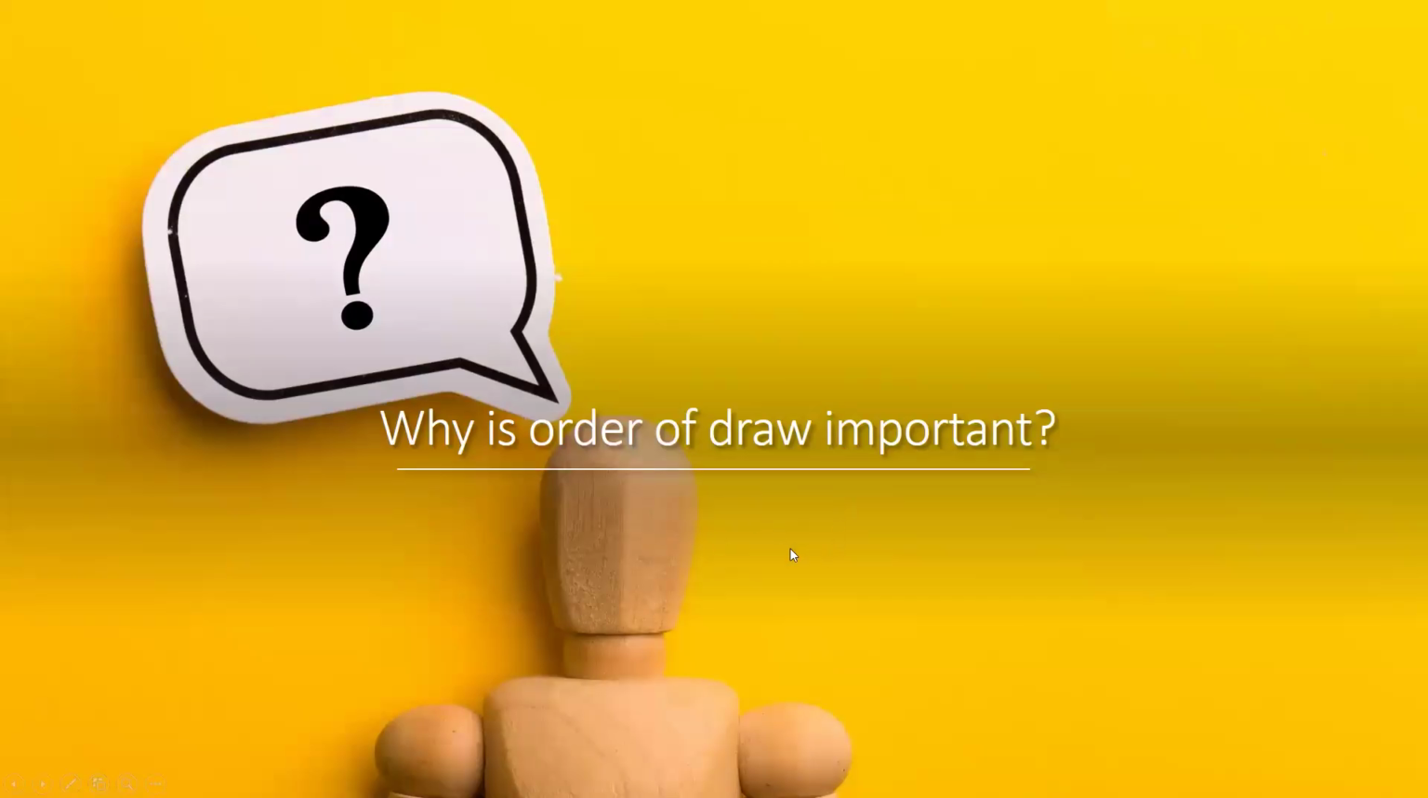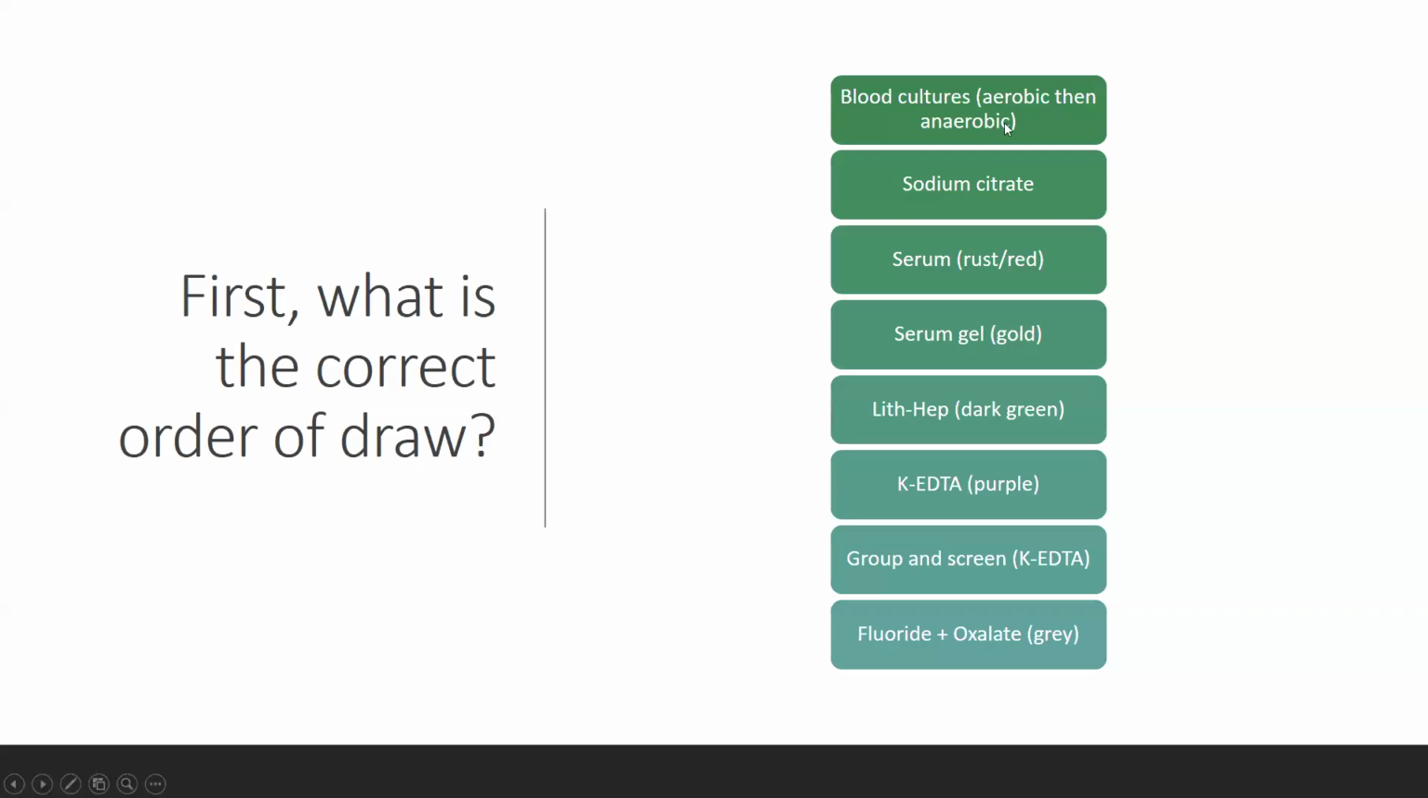So this leads quite nicely onto why the order of draw is important. It's often forgotten, and I'll quickly cover it. First is blood cultures, aerobic, then anaerobic. Then sodium citrate, which is typically your blue top for clotting. Sometimes ESR is also undertaken in a black top tube with sodium citrate in it, which is why you sometimes see ESR written here in the order of draw. Then serum rust or red top with no gel, then the serum gel, the serum separating tube, the gold top, then lithium heparin, the dark green, then potassium EDTA, the purple, group and screen, which is again potassium EDTA, and then fluoride and oxalate, the grey top, comes last.